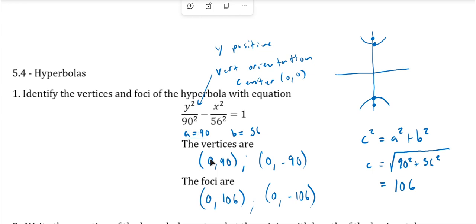If I go up and down by a, we'll get to our vertices. To find out what our foci coordinates should be, we need to find out what c is, which we do by solving this Pythagorean relationship. This tells us c is √106, and so going up or down by √106, we find our foci.